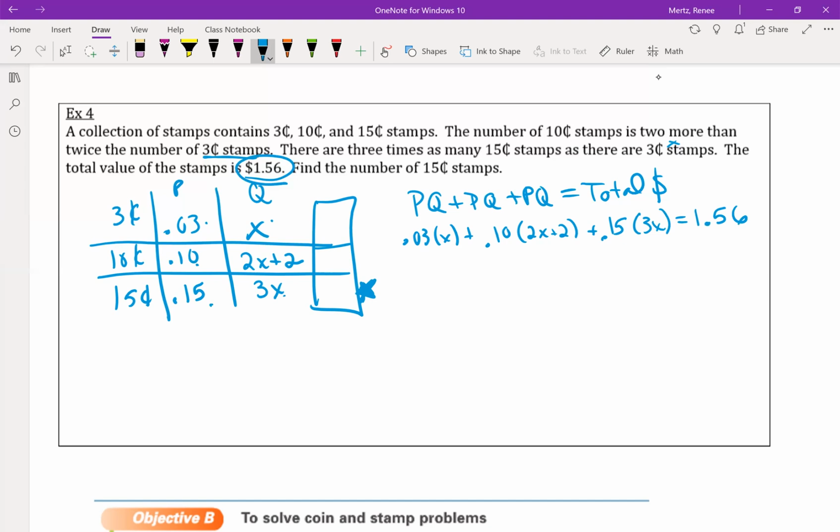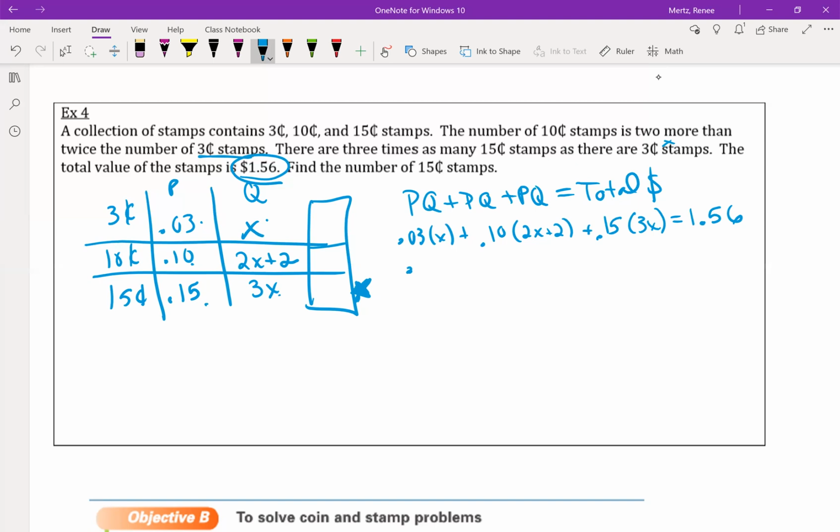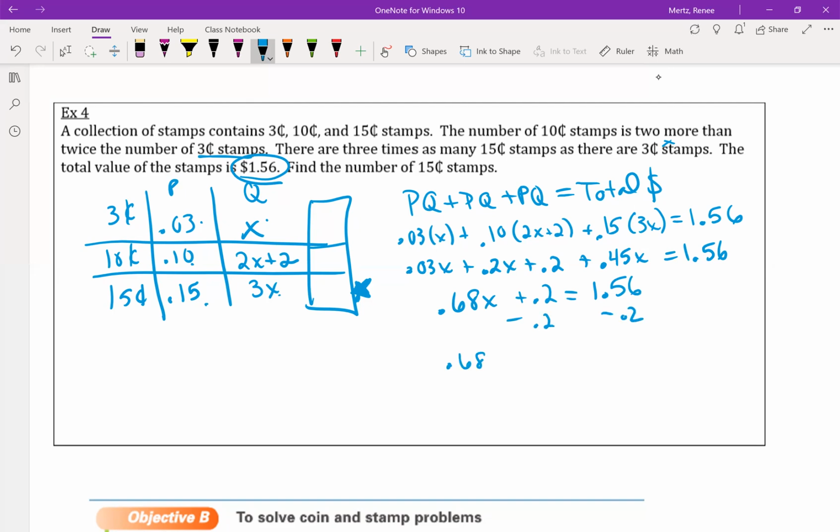Distribute, combine like terms, and then hopefully it'll give us a nice answer for X. So we have 0.03X plus 0.2X plus 0.2 plus 0.45X equaling $1.56. Combine our like terms, be careful with the decimals. You should get 0.68X plus 0.2 equals $1.56. When I subtract the 20 cents to the other side, we get 0.68X equals 1.36.